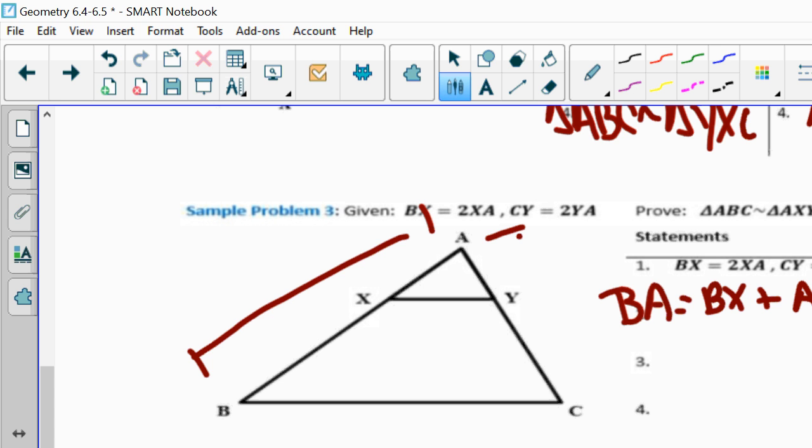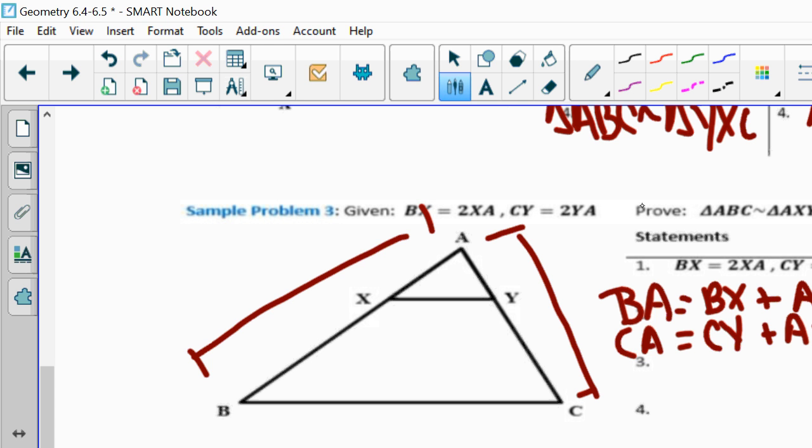I'm going to do the same thing with this side, CA. I'm going to put it all in there together. So CA is equal to CY plus AY. My reason, what did I do? The 2 smaller ones add together to equal the bigger one. They're segments. That's SAP, our segment addition postulate.